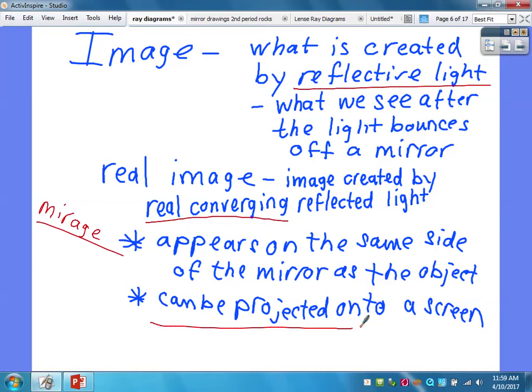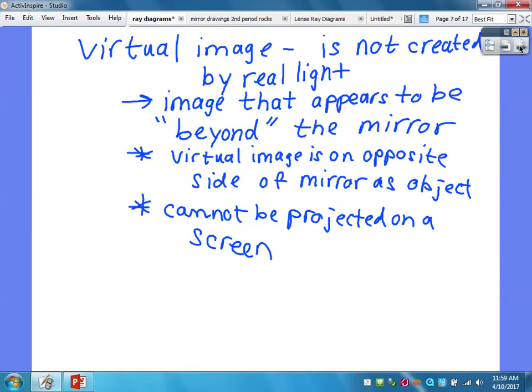There'll be a lot of different ways to be able to identify the image as real, obviously, if you're still confused with that. A virtual image is not created by real light. All right? For mirrors, this will be an image that appears beyond the mirror, the opposite side of the mirror. Okay? It is created by what's called sight lines.